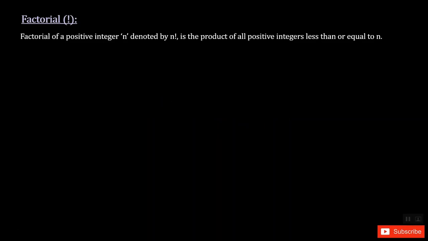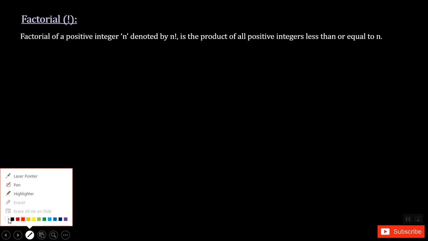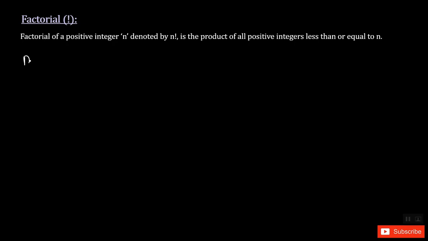Today's topic is factorial. So let's start in detail. Factorial of a positive integer n, denoted by an exclamation mark, is the product of all the positive integers less than or equal to n. Let's take an example. The value of n factorial I can write as n times n minus 1 times n minus 2, till I get the last digit as 1.